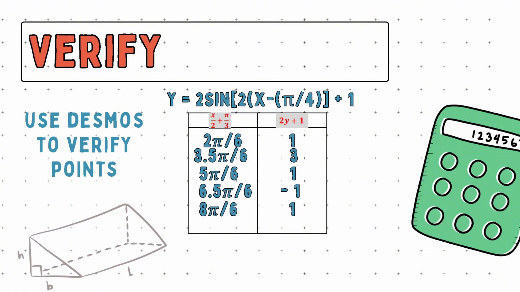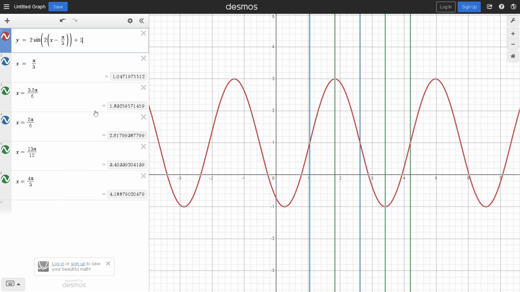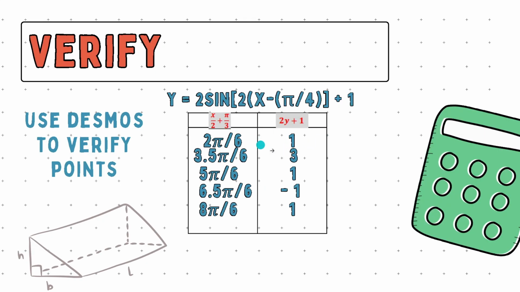Now we need to verify. We can use Desmos to verify whether our points were accurate or not. Our first value is 2 pi over 6, which could be simplified to pi over 3. So now we're in Desmos, and I basically plugged the equation into Desmos just so we can see how it looks. Using our point x equals pi over 3, we can see that it has a y value of 1, and just like our graph, it also has a y value of 1.